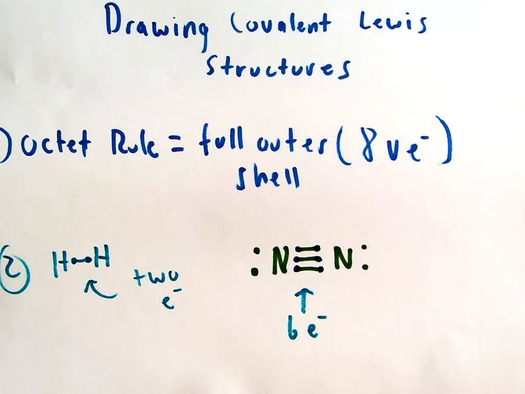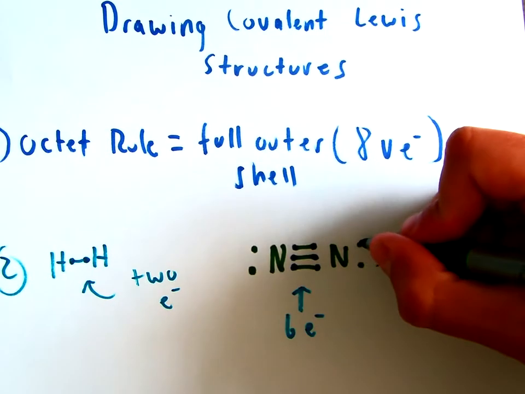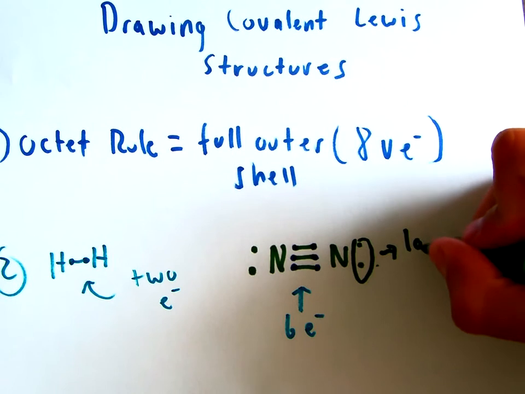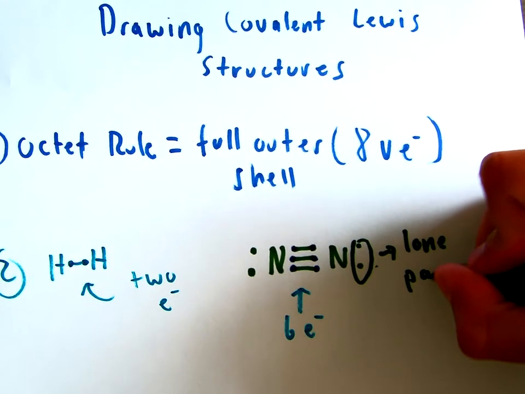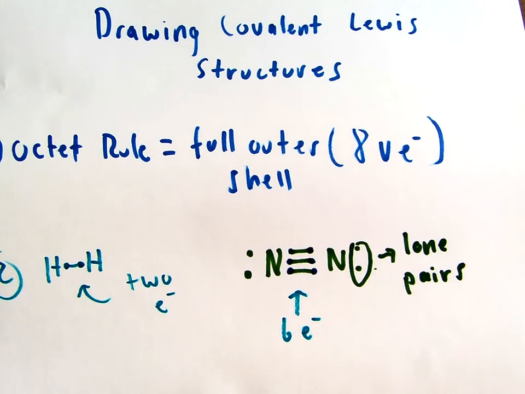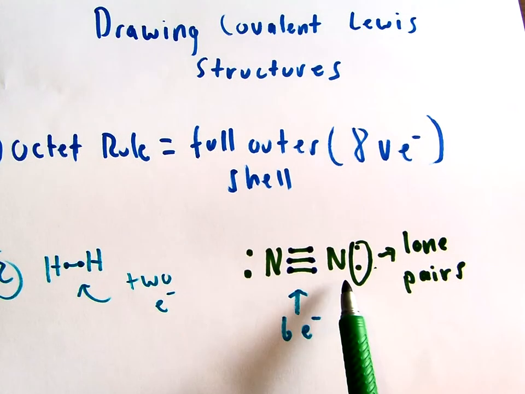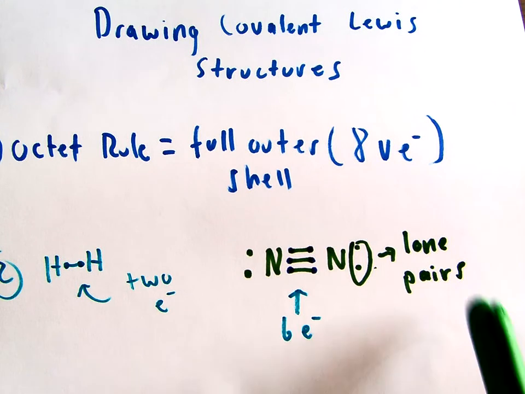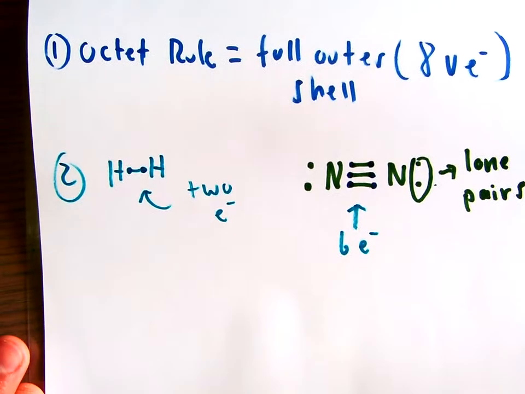We also have these electrons here, these pairs that are not shared. That's what we call lone pairs. They are pairs of unshared electrons, so they only belong to this element. They're not being shared with the other ones. Those are lone pairs. That'll come in later, but I did want to bring it up now.